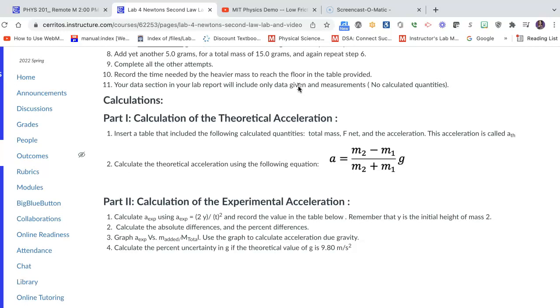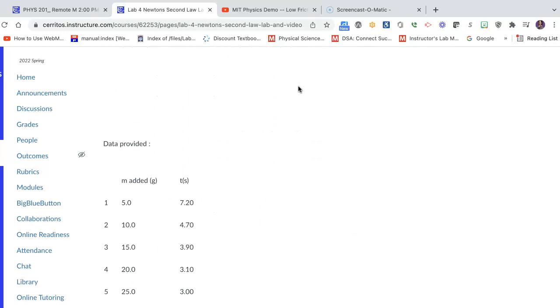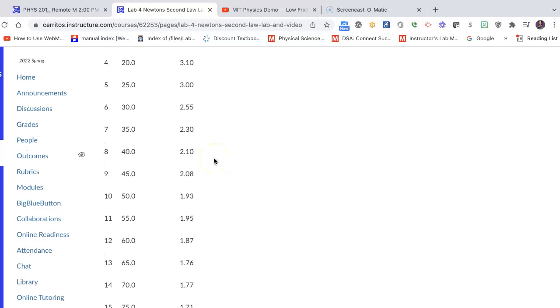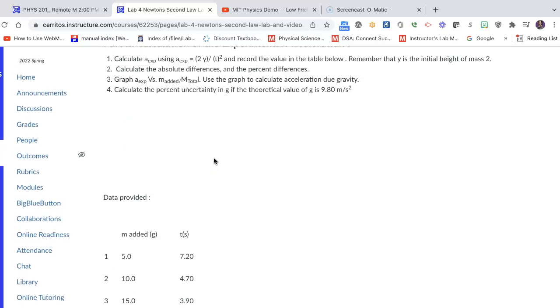You're going to graph also A experimental versus A mass added divided by the total mass, and you are going to use that graph to calculate g, which is the acceleration due to gravity. And then finally, you are going to calculate the percent uncertainty in g if the theoretical value of g is 9.80 meters per second squared. Now, here is the data that is provided, for these 17 points.